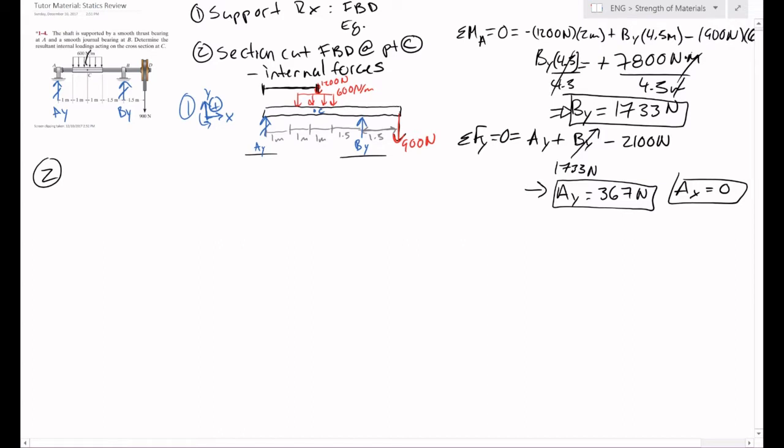Alright, so step 2, now that we know what's happening at that support, is to make a section cut right here at C. And we can keep either side. It's kind of just whatever seems easiest to you. So you can draw it with the left side intact, or you can draw it with the right side intact. We're just going to keep the right side. So this will be our section. This will be the right side of our member.